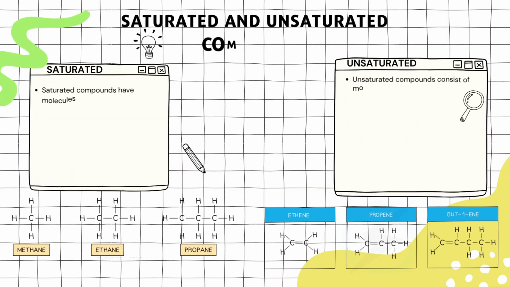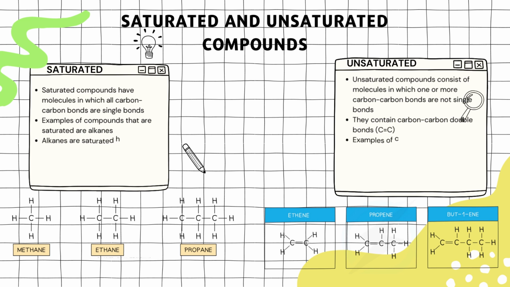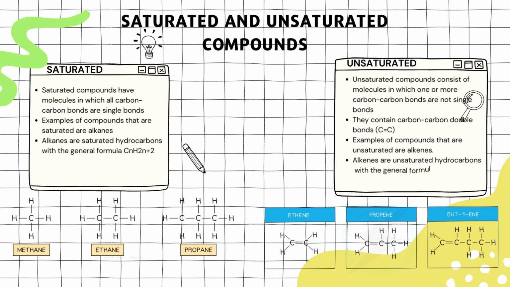Then finally, for part 1, we have saturated and unsaturated hydrocarbons. Saturated compounds are compounds that have all the carbon-carbon bonds being single bonds, for example, alkanes. And the general formula is CnH2n+2.